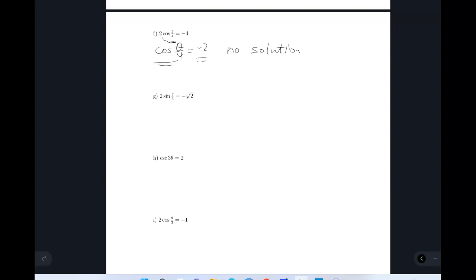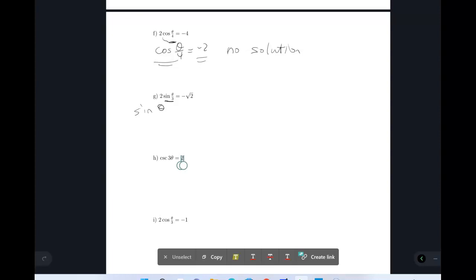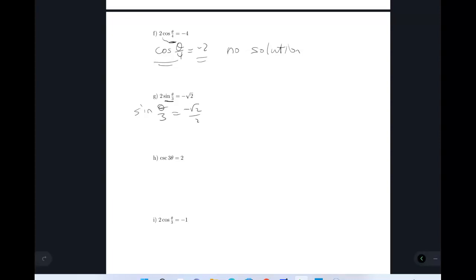Okay, let's take this one. So again, isolate the trig function. So I get sine of theta over 3 is equal to -√2 over 2. So then I want to say, okay, what's the angle got to be? What does the theta over 3 have to be so that the sine is -√2 over 2?